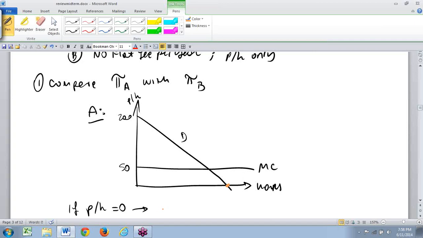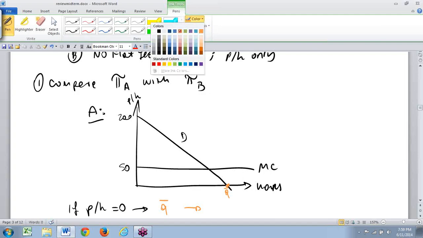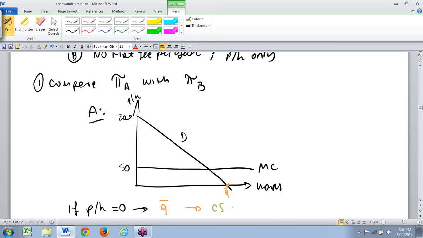Exactly. So if price per hour is equal to 0, let's call this point Q bar. That is the maximum number of units the buyers want to consume. So Q bar is the number of units they want to buy, they want to use. So what is the consumer surplus? Remember the definition of consumer surplus is the area above the price and below the demand. So the consumer surplus would be this triangle, okay?